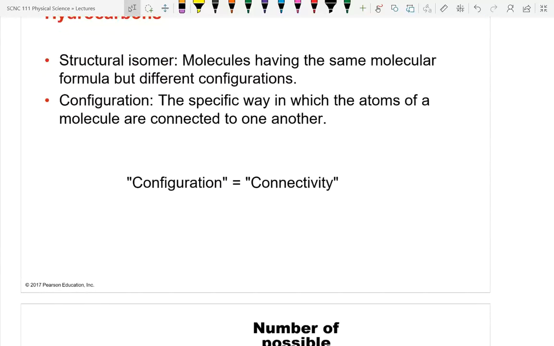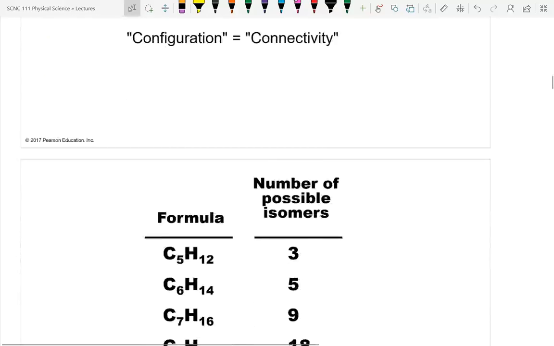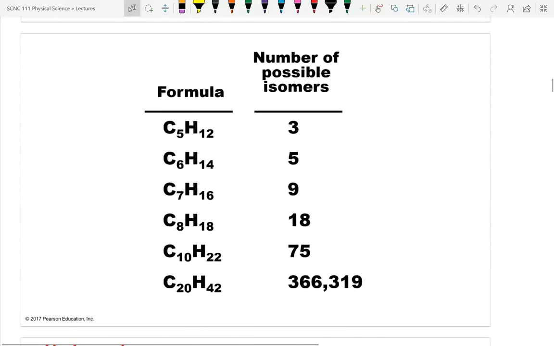So structural isomers, molecules that have the same molecular formula but different configurations. Configuration is how you connected the atoms. That's why it has configuration equals connectivity. Now we just looked at the pentane, and there were 3 different possible structural isomers. The next one, if you go from 5 carbons to 6 carbons, what would a prefix be for 6? You might get the wrong one because there's more than one prefix for 6. It's hex. So this is hexane.